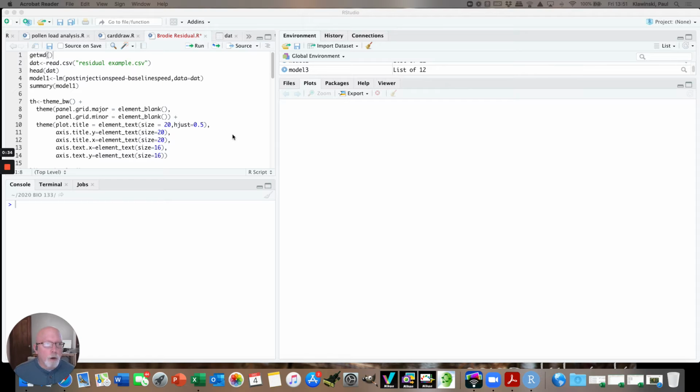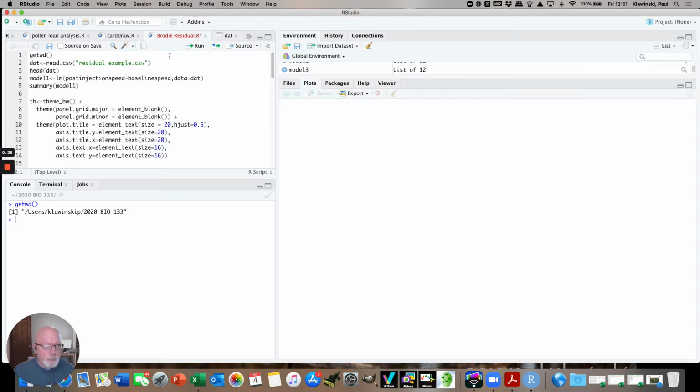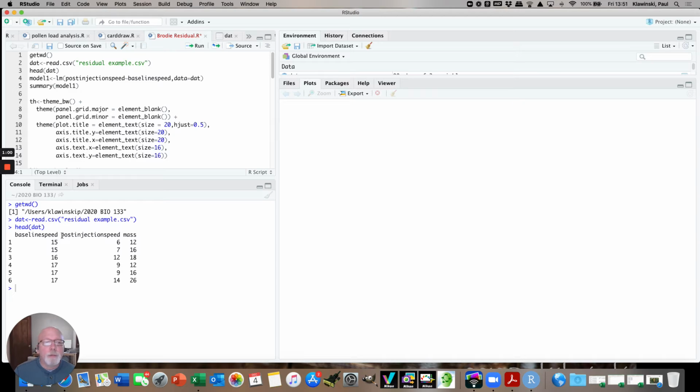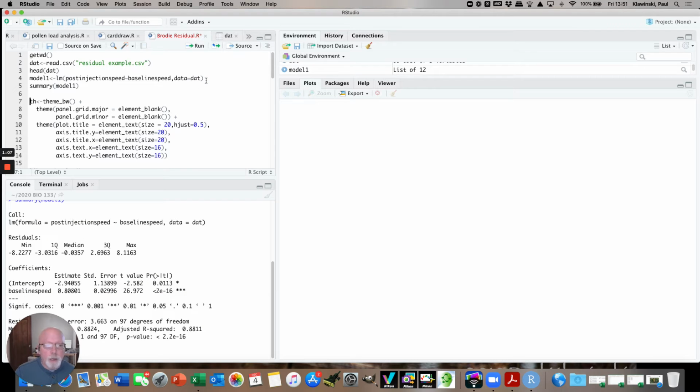So I'm in R, and basically I've just created a data set called residual example, and you can see that it has baseline speed and post-injection speed, and then it has mass. So when the Brodies were trying to quantify resistance, they measured the baseline speed without being affected by tetrodotoxin, and then they measured the speed of those same snakes after being injected with tetrodotoxin. And that regression ended up being positive.